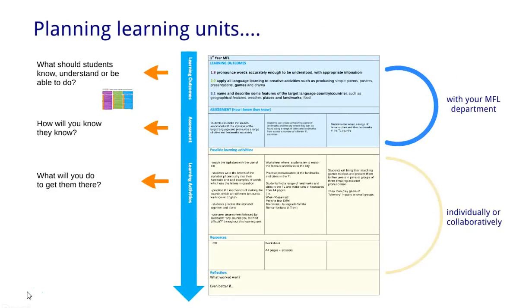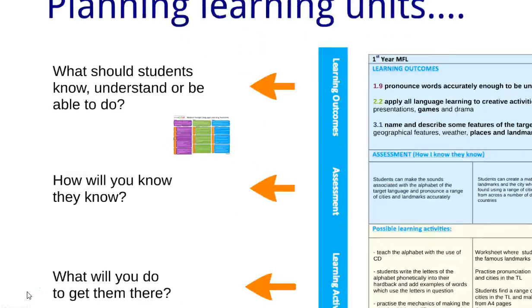Let us look at planning for first year. As a subject department, we will ask ourselves the question: what do we want the students to know, understand, and be able to do at the end of the course? By asking ourselves this, we select the learning outcomes in focus across three strands.